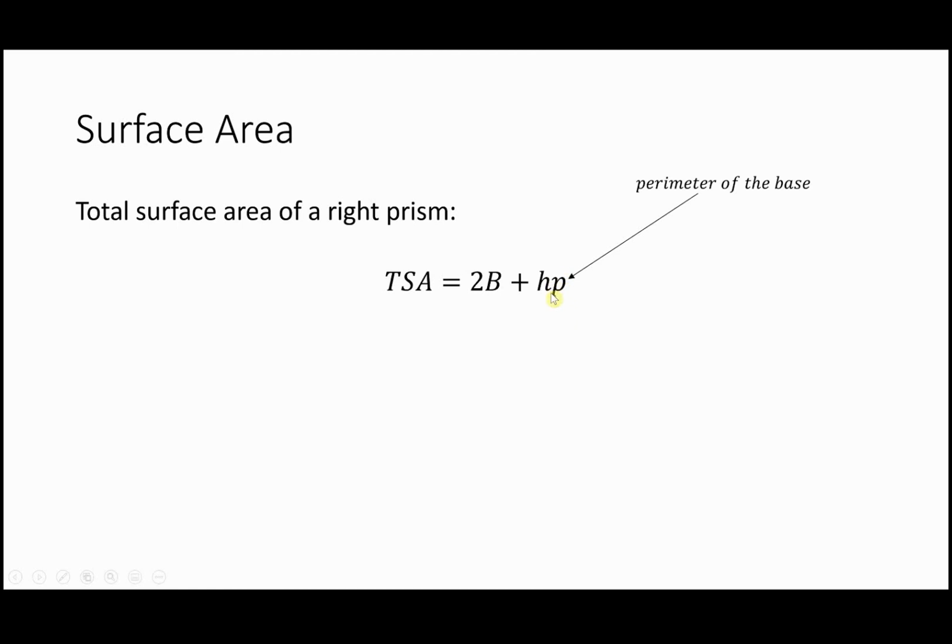This lowercase p is designated shorthand for the perimeter of the base, where the capital B is the area of the base and lowercase p is the perimeter of the base. So if the prism has a triangle base, then the perimeter will be the 3 edges of that base added together. Then multiply that by the height, and that gives you the lateral surface area in the second term.